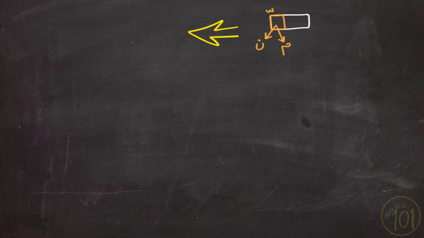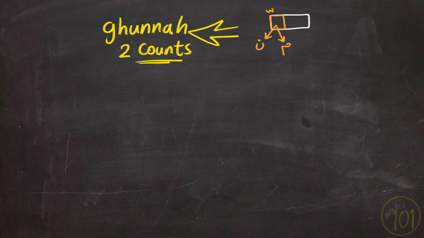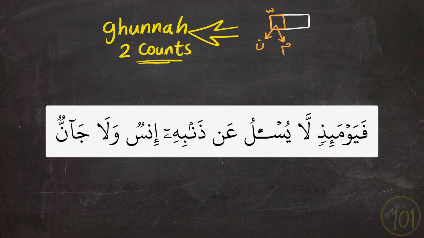Next, if the word you're stopping at ends with mim or noon that has shaddah on top of it, then you will have to apply a ghunnah of 2 harakat or 2 counts, and it will sound like this.